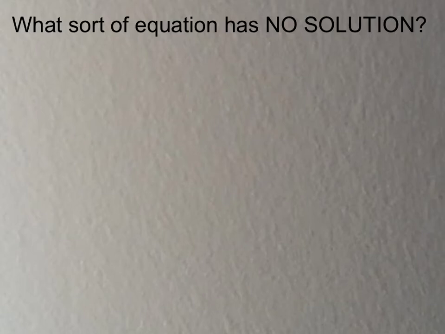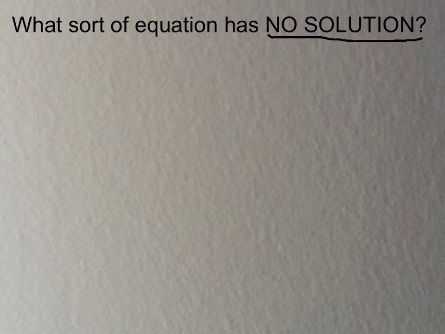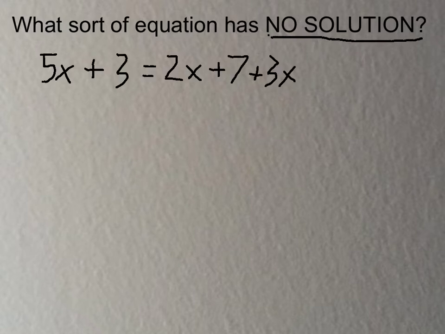Occasionally in algebra, we encounter equations that might look like perfectly normal equations, but in fact, they have no solution. Consider this equation, which just magically appeared. First of all, you'll notice that it has a variable on each side of the equation: 5x over here, 2x, and a 3x term over here.